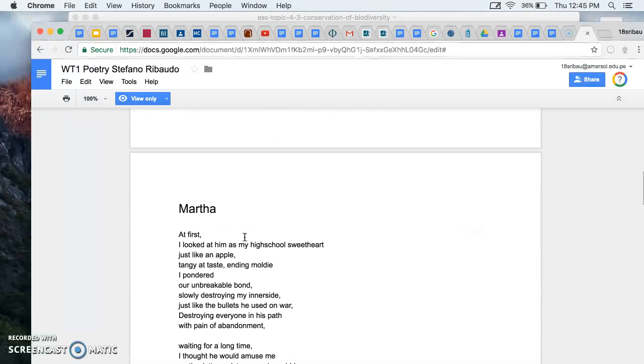The questions I had in the poem are, first, with the simile here in the first part, where I say, "at first I look at him as my high school sweetheart, just like an apple, tangy its taste ending mouldy." I don't know if comparing a high school sweetheart with an apple is correct, or if I should choose another thing.